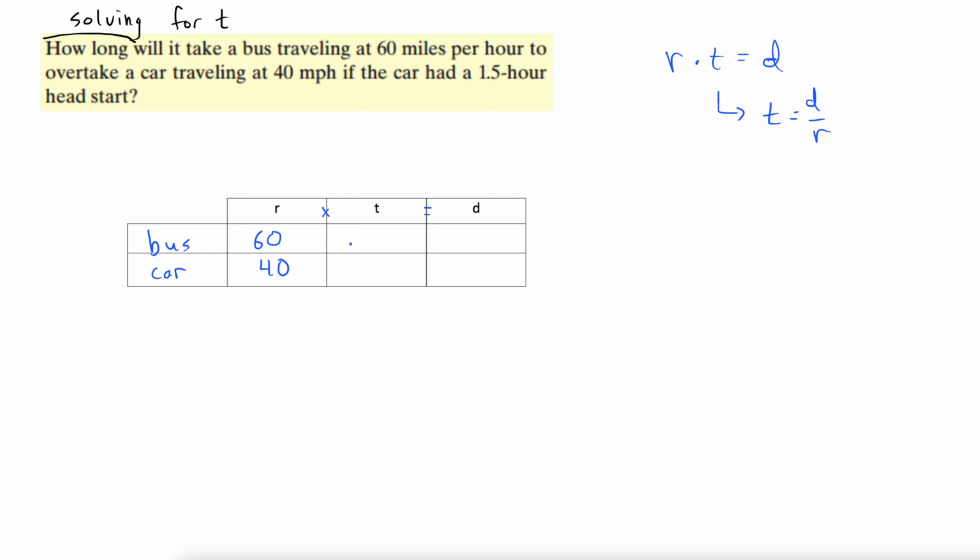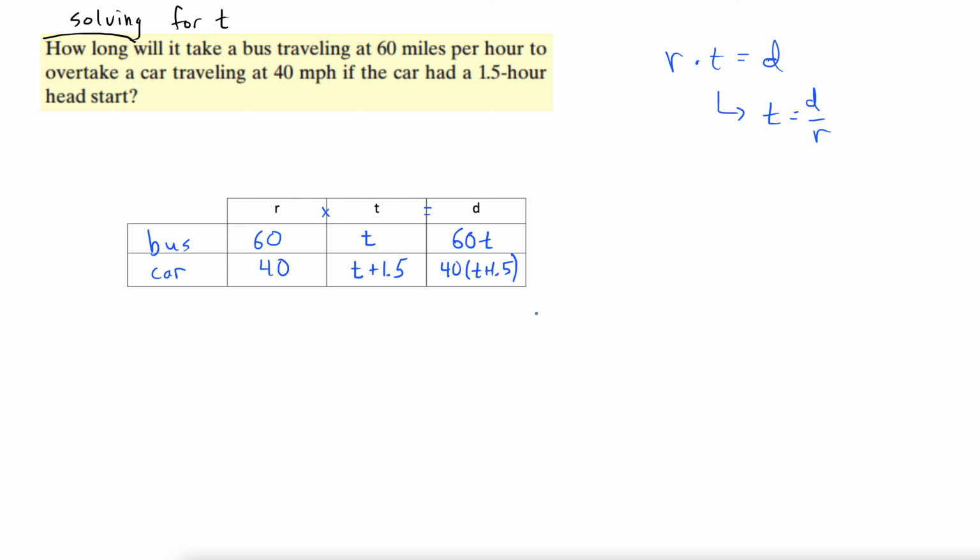So let's see here. If the bus has been traveling t time, the car had a 1.5-hour head start. So the car has been traveling the same amount of time as the bus plus 1.5 hours. When you have a head start, that means you've been traveling for longer. Well, rate times time equals distance, so now we just multiply these across in our table. 60t and 40 times t plus 1.5.